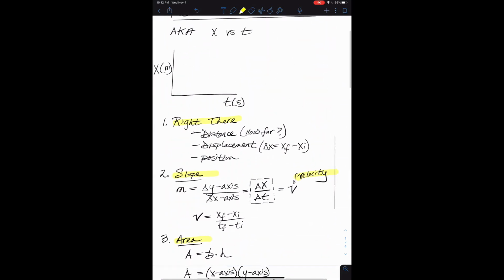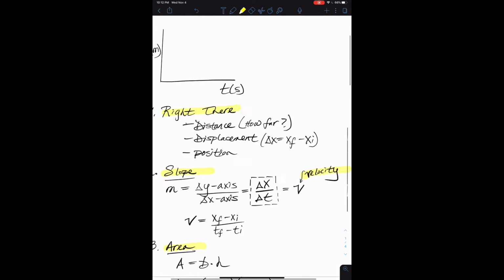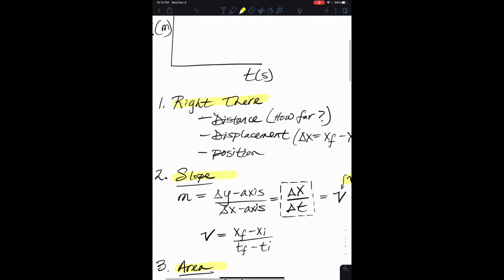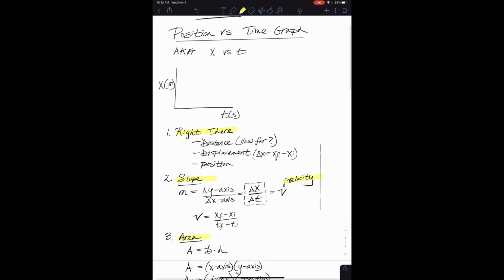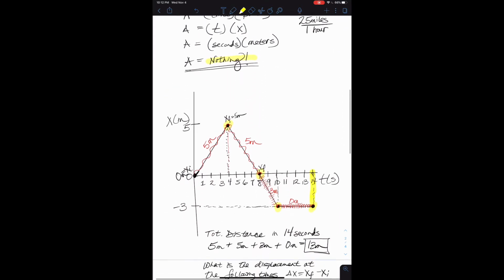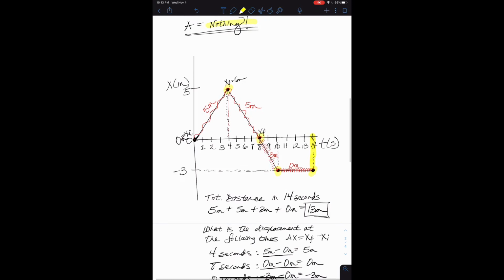I think we got all of those. I might also ask a question just about position. I might say, at time 4 seconds, where is the object located? And if they said that at 4 seconds, you would say the object is located at +5 meters. All right, that's it.